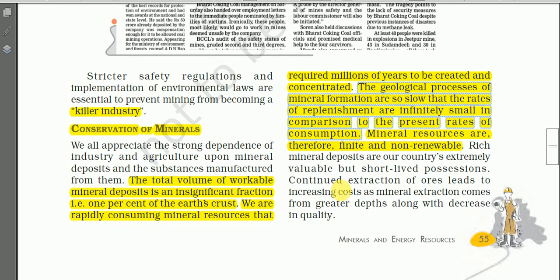And that is why we need conservation of minerals. We need wise use of minerals. At the same time, we must know that most of the minerals are finite and non-renewable; they cannot be renewed. Once consumed, they are diminished forever. So that is why we need conservation of minerals.